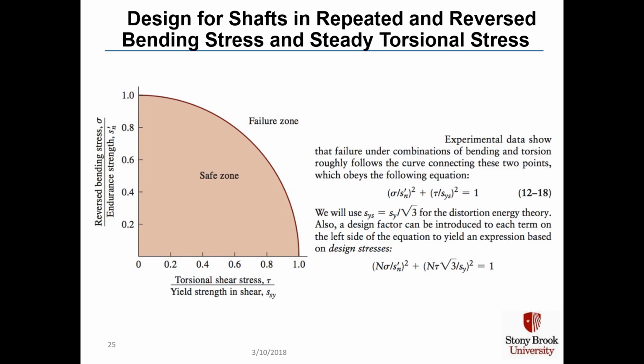And we can use Sys as Sy over square root of 3 for our distortion energy theorem and substitute that into the equation. Then we get the one in the lower right corner, where using our safety factor n, n times sigma over S'n squared plus n times tau times square root of 3 over Sy squared equals 1. Generally speaking, we're going to let the safety factor for bending be the same as for shear in order to simplify that last equation.